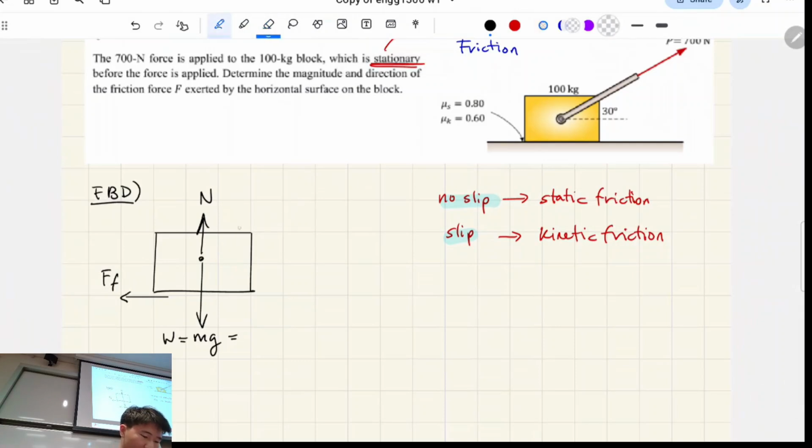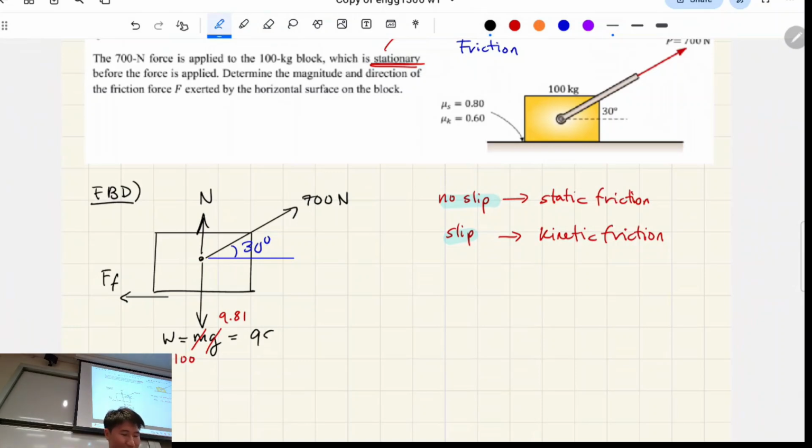And we have the rope pulling it at a 30-degree angle. Okay, so right off the bat, we can usually calculate the weight quite easily because we know that it's a 100 kilo block, and we assume in this course gravity is 9.81, right? I don't even need a calculator for that. Is that right?